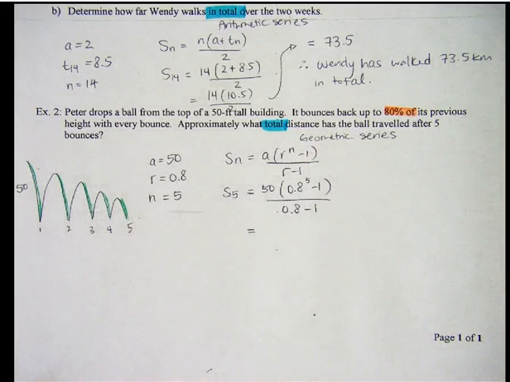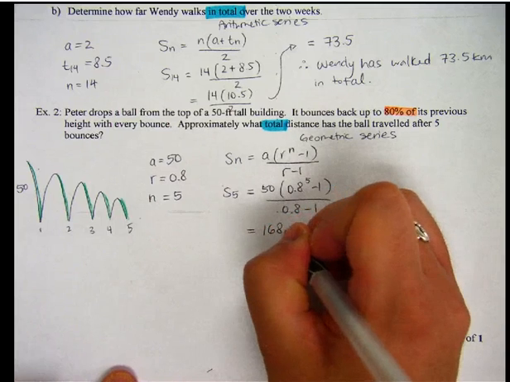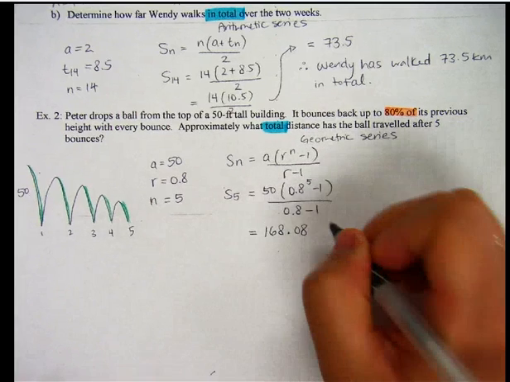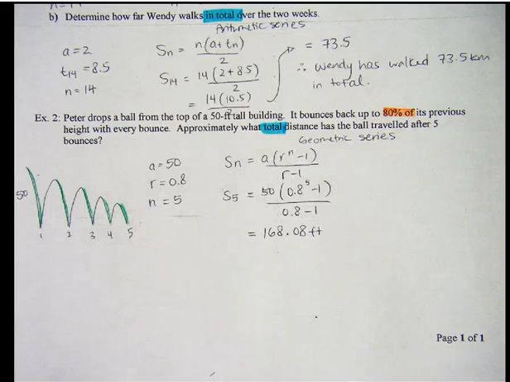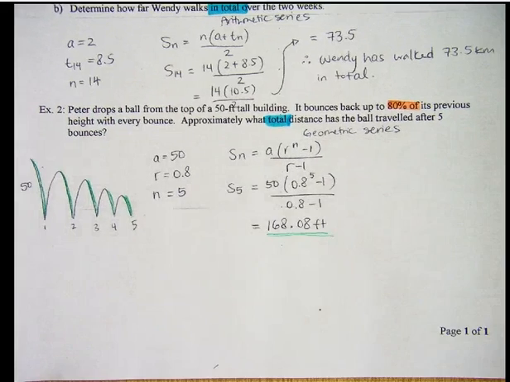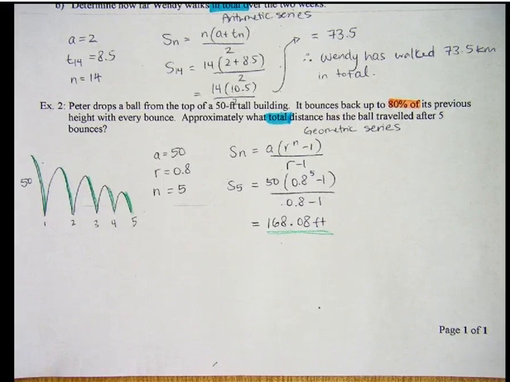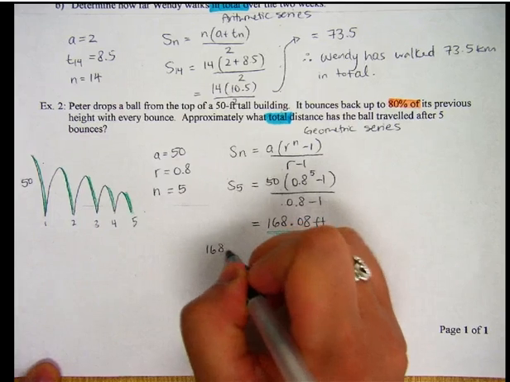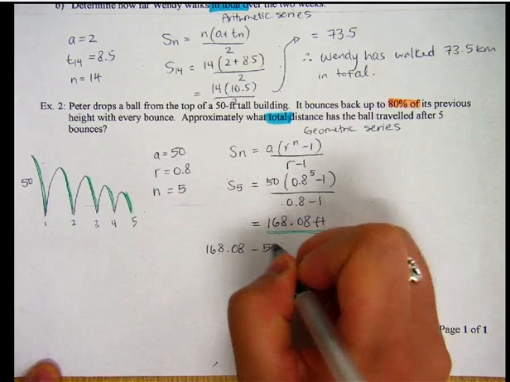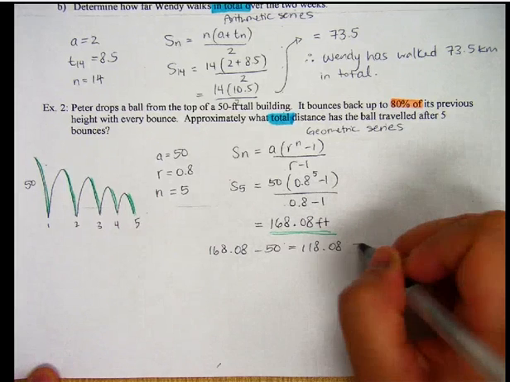So go ahead and calculate. And I believe you should get 168.08 feet. So this is only for what I've highlighted in green in my diagram here. All right, I'm going to subtract 168.08 feet minus 50. So I get 118.08 feet.